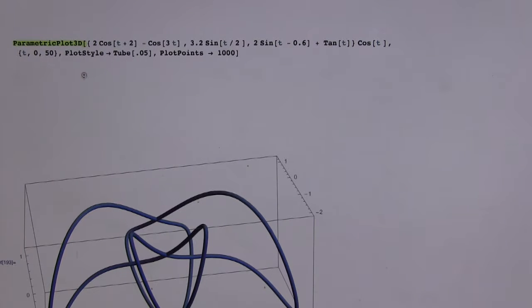So, let's see. The x-coordinate is 2 cosine of t plus 2 minus cosine of 3t. Okay. The y-coordinate is 3.2 sine of t divided by 2. All right. And the z-coordinate is 2 sine of t minus 0.6 plus tan of t. Plus tan of t. Okay. And then the tube is 0.5 thick. T goes from 0 to 50 and 1,000 plot points.